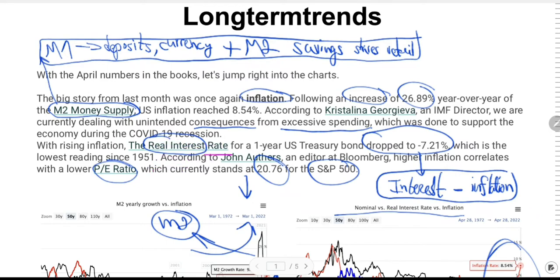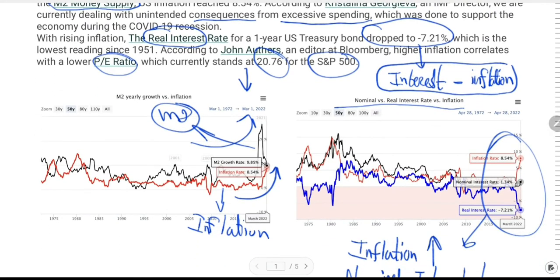So the real interest rate for 1 year US Treasury bonds has dropped to -7%. What does it mean, -7%? This basically means that if we take the interest rate minus the inflation, because you are being paid interest minus the inflation, then you reach a negative because the inflation is high and the interest is low. Low minus high is negative.